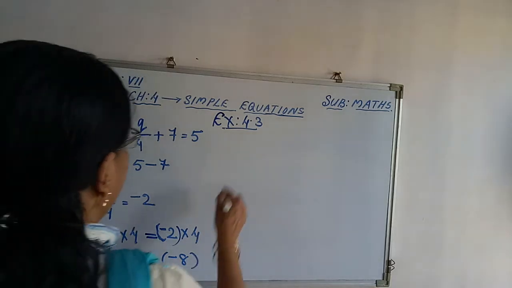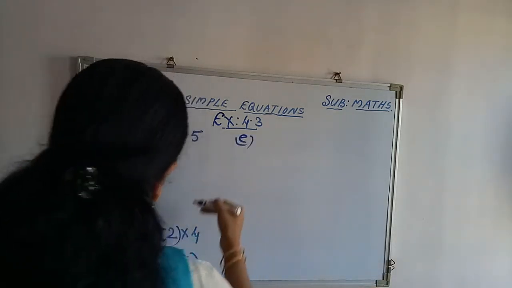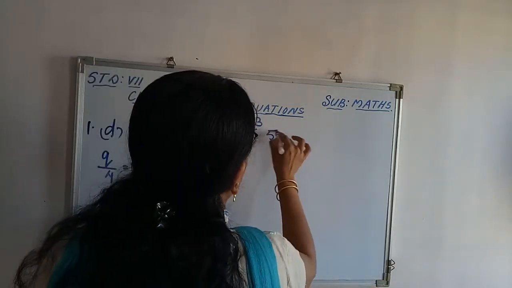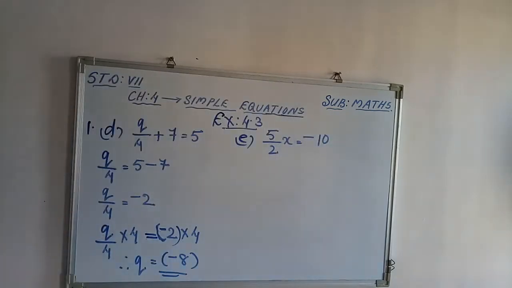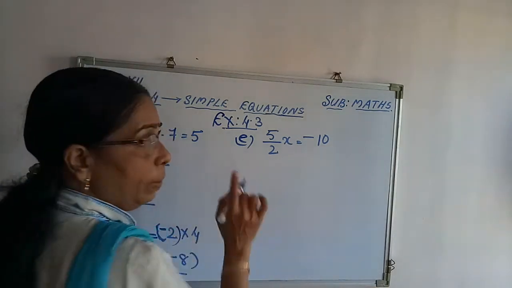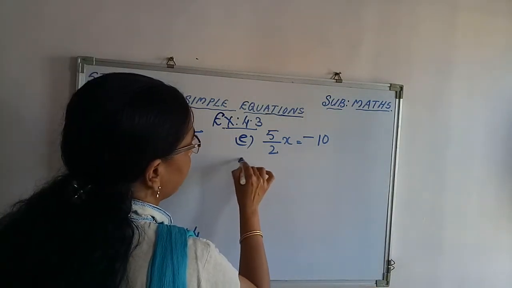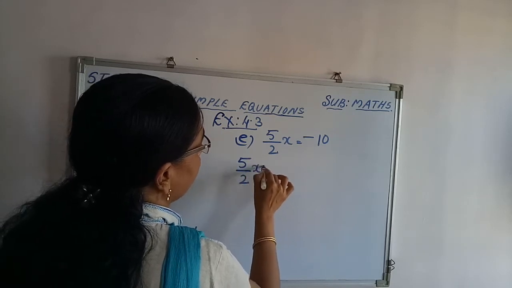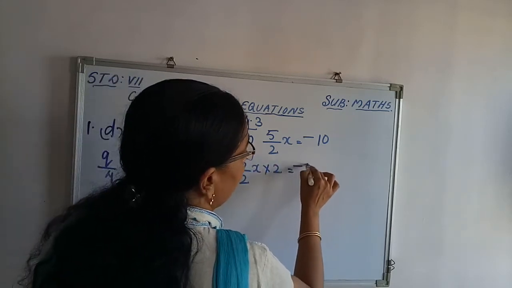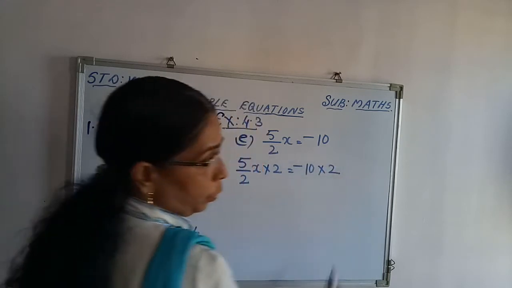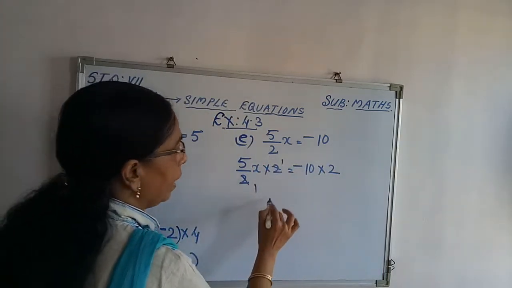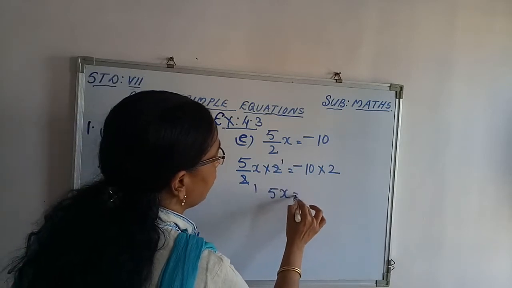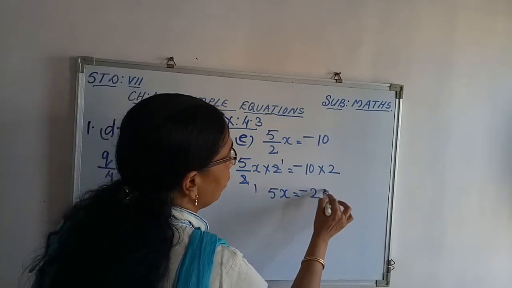Now next question, E. 5 upon 2 x is equal to minus 10. This you know how to do. First you should remove this 2, so multiply by 2 on both the sides. 5 upon 2 x into 2 is equal to minus 10 into 2. The 2 and 2 get cancelled. We get 5x is equal to minus 20.